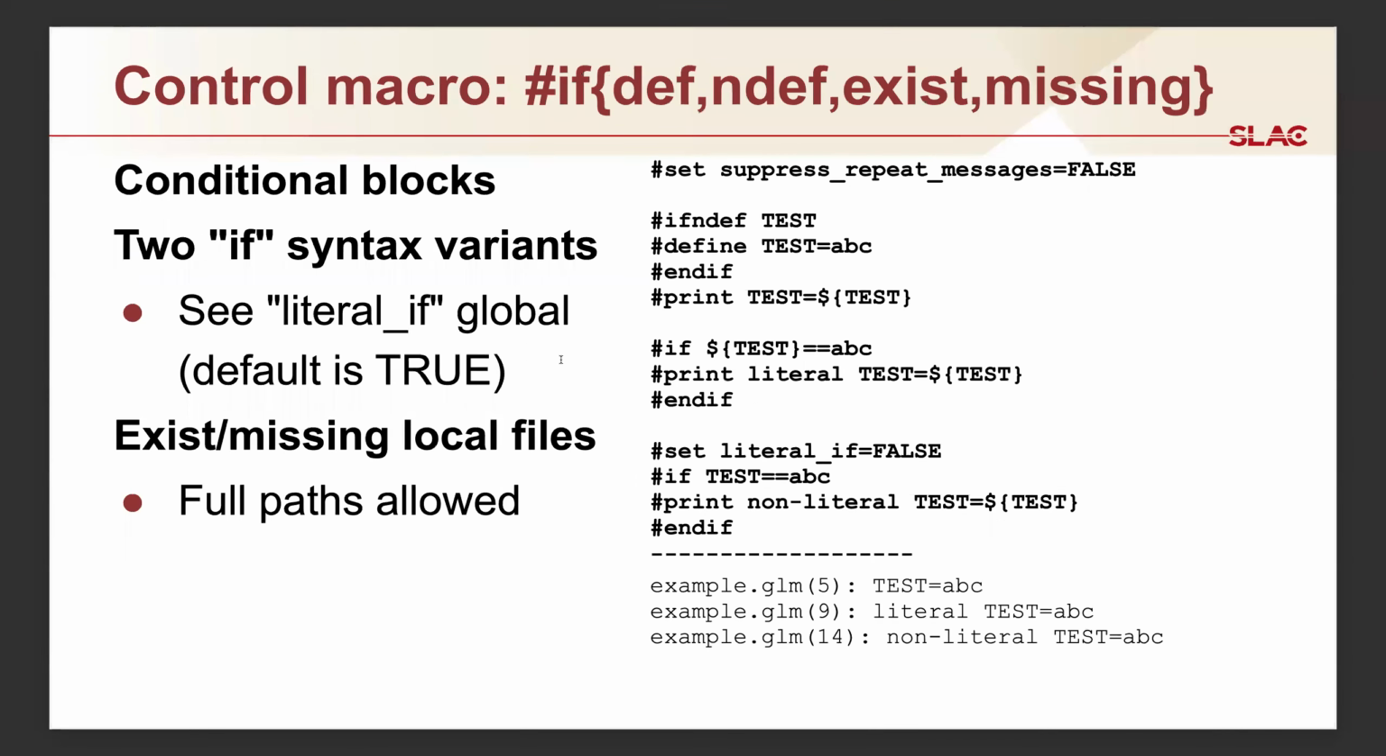The ifdef macro is a conditional block that allows you to test whether a particular condition is met and then conditionally load GLM code. So here's an example of a test to see whether a variable exists, and if it doesn't, to define it. And so that variable is then assured to be defined.